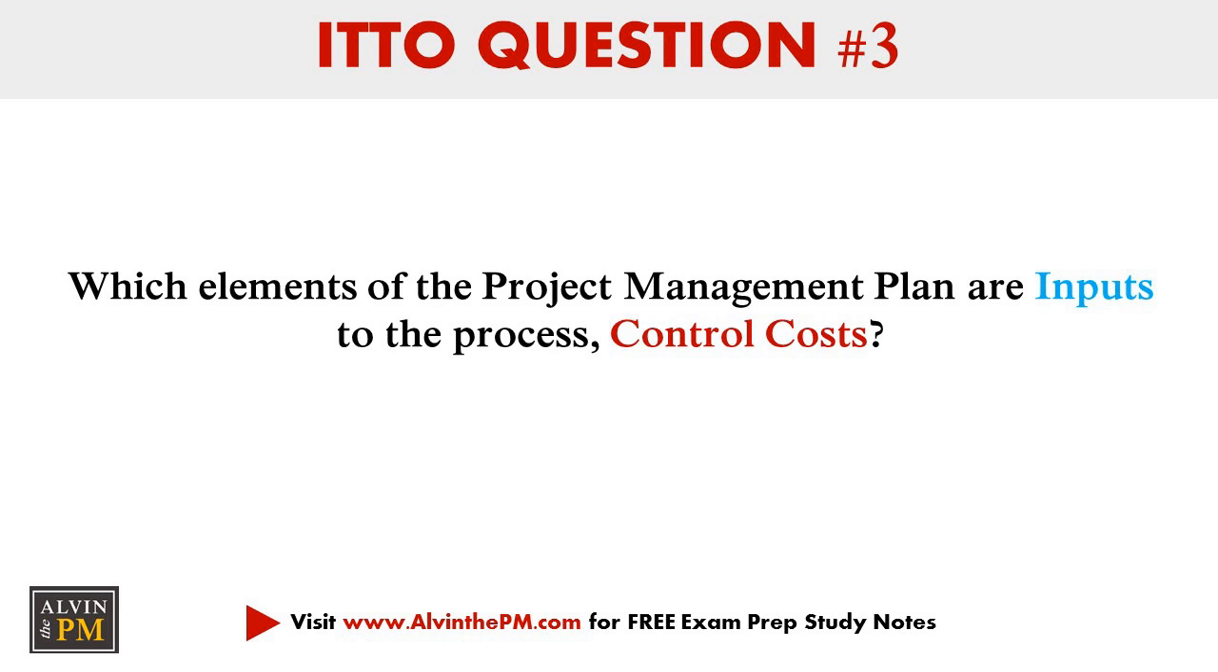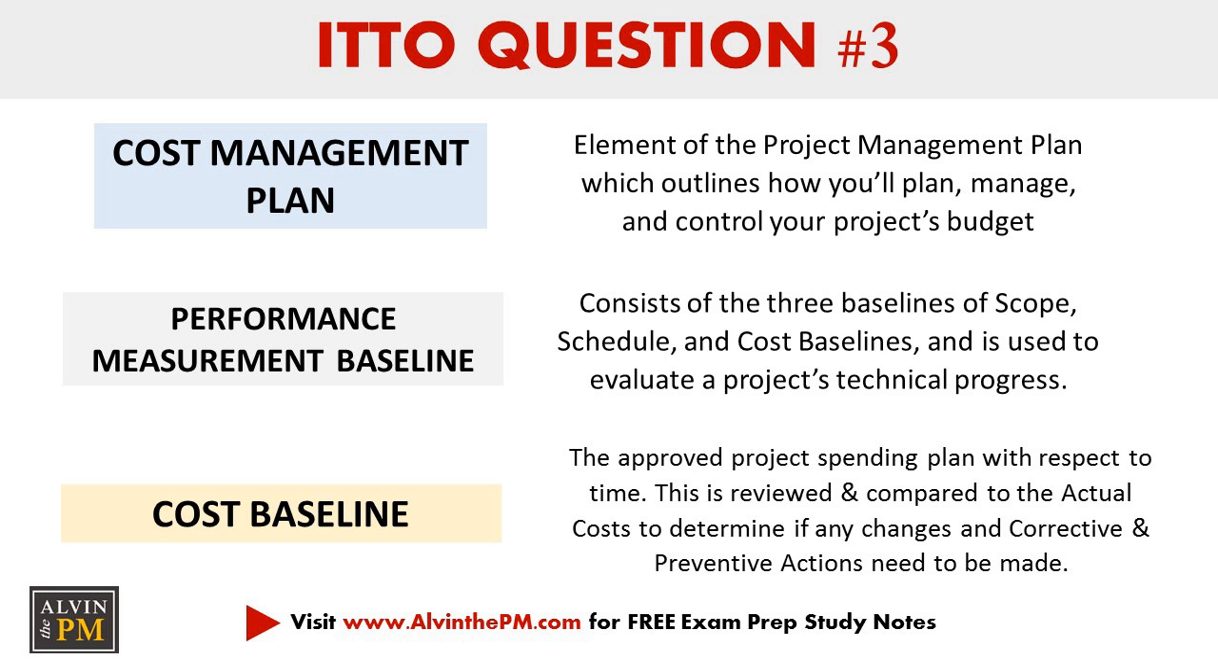Question 3. Which elements of the project management plan are inputs to the process for control costs? The correct answer is the cost management plan, performance measurement baseline, and the cost baseline. Pause the video and refer to the screen for more detail on each of these elements.